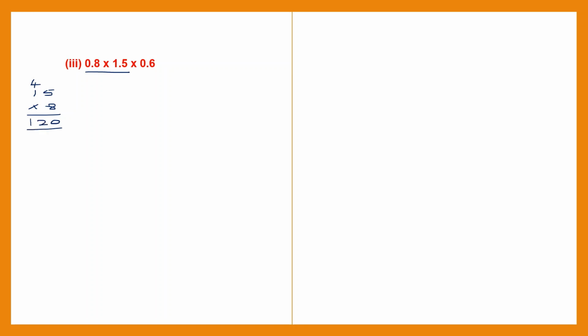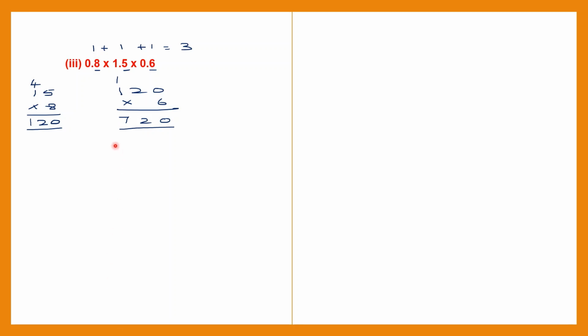120. Now let's multiply 120 with 6. So 120 into 6. 6 zeros are 0, 6 2s are 12, carry 1, 6 1s are 6 plus 1, 7. So that is 720. Now let's go back to the question here and count the number of decimal places. So here there's 1 place. Here there is 1 and here also there is 1. So there is 1 plus 1 plus 1. There are 3 decimal places.